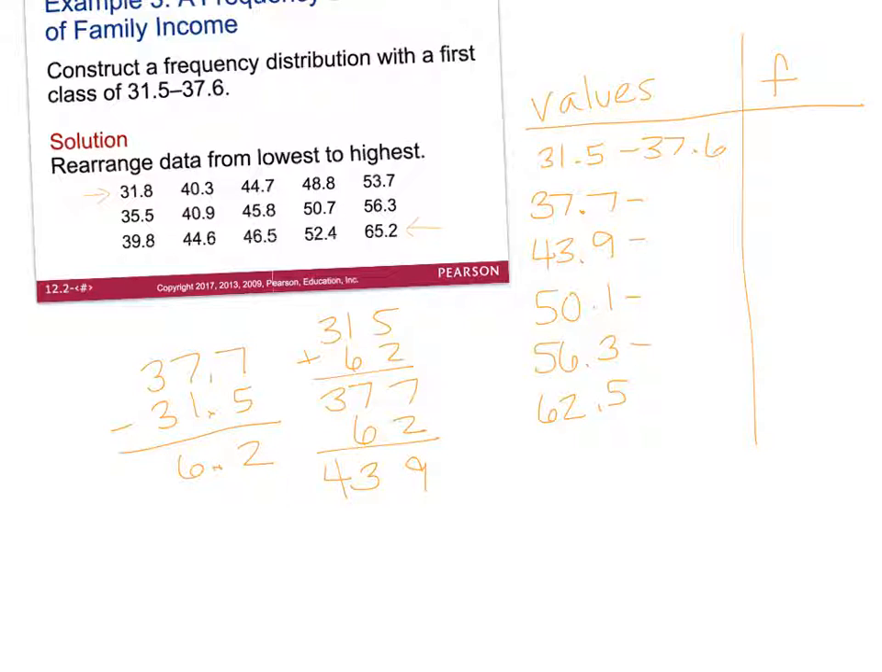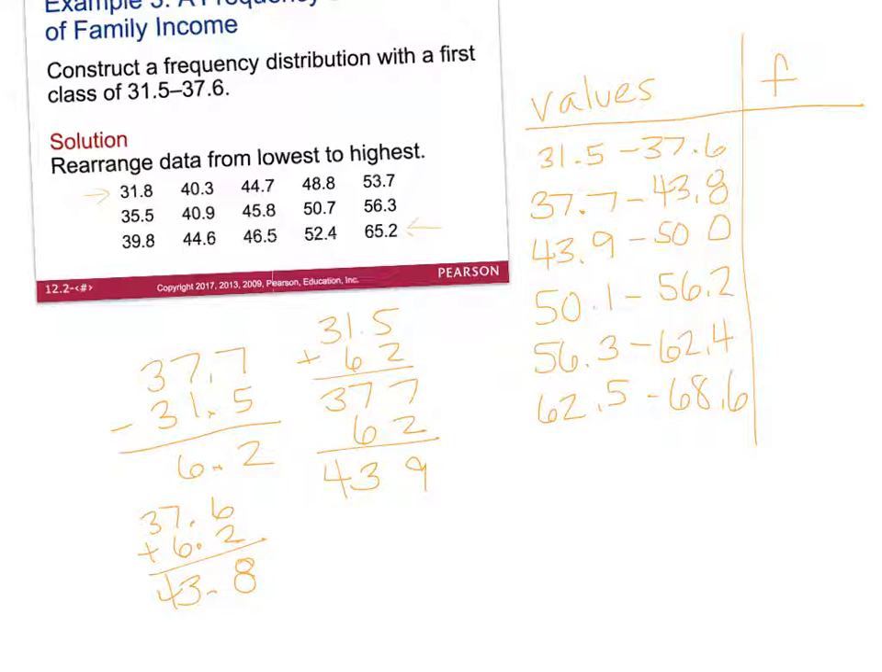Then we're going to do the same thing with the upper limit. Our upper limit was 37.6. I'm going to add 6.2 to it, and I'll have 43.8. Add it again, and I'll have 50. Add it again, 56.2, and again, 62.4, and again 68.6.